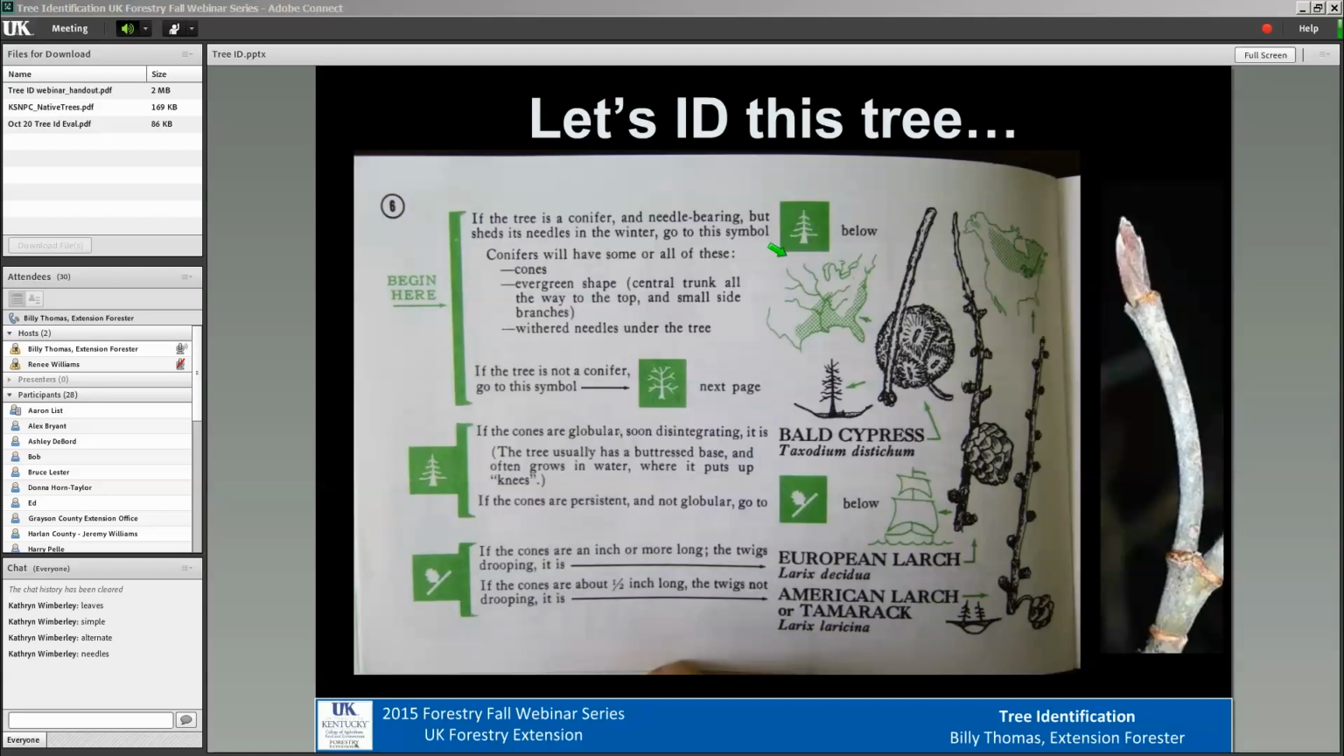So let's start. Again, we always start where they tell us if the tree is a conifer and needle bearing, and if the tree is not a conifer. So I'll tell you, if you're not for sure, this is not a conifer. So we are going to go to this symbol on the next page.